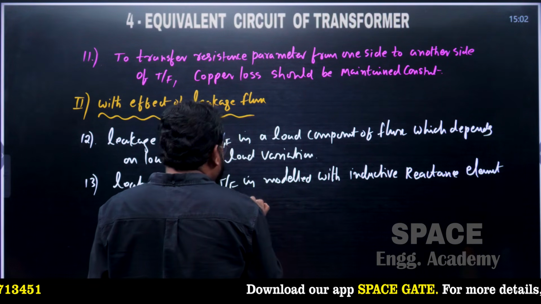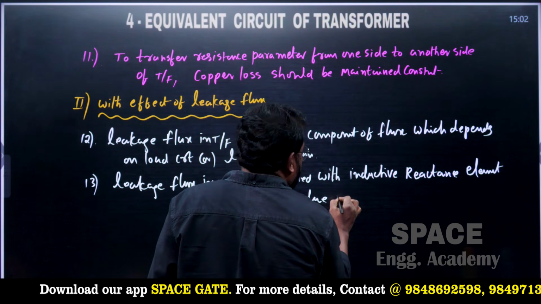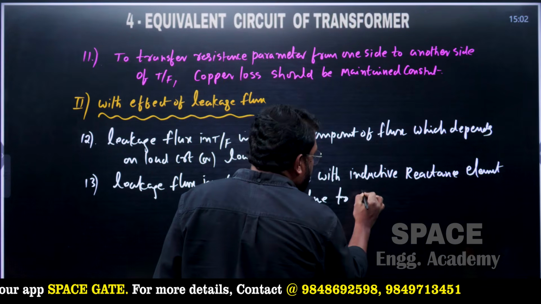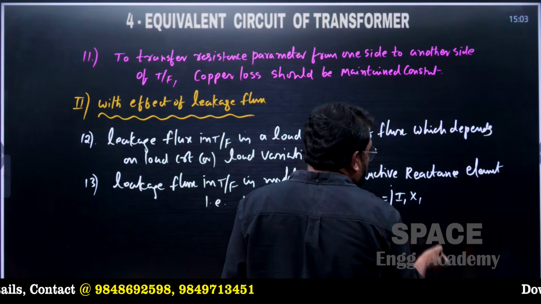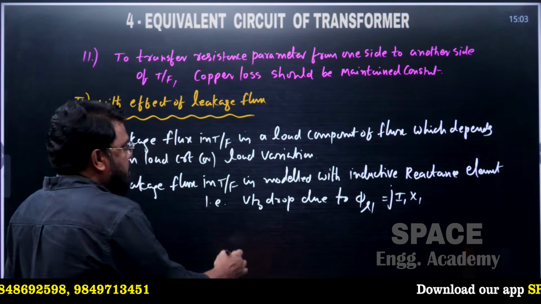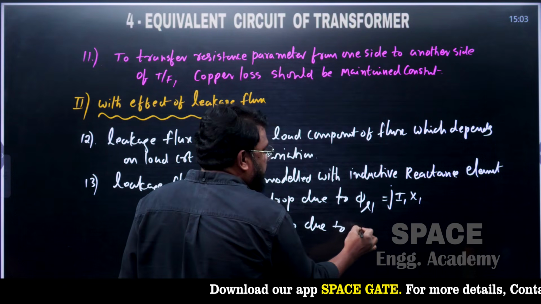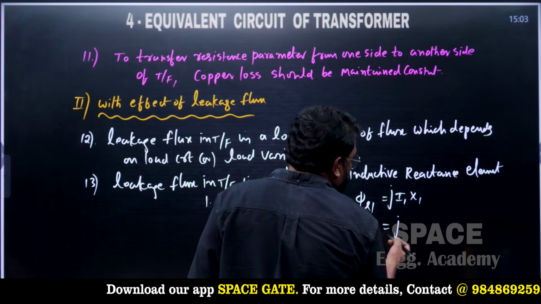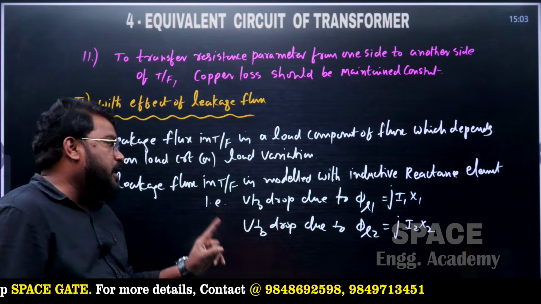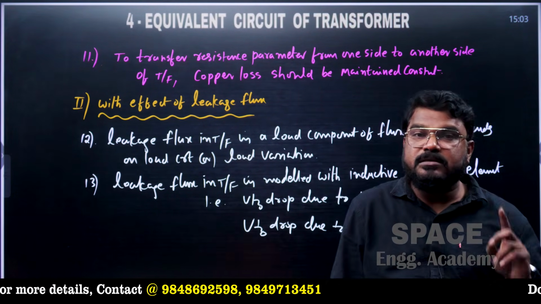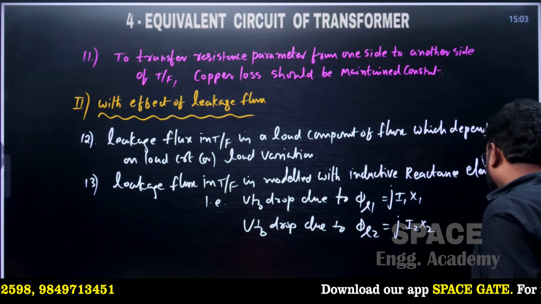So the voltage drop due to primary leakage flux ΦL1 is equal to I1 X1, the j I1 X1 parameter. Similarly, the voltage drop due to secondary leakage flux ΦL2 is equal to I2 X2. These X1 and X2 are the leakage reactances in the primary winding and secondary winding of the transformer. So this is the 13th point.